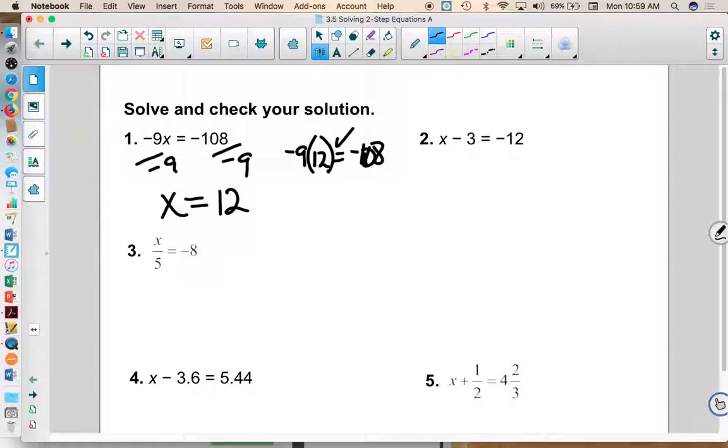Number 2, x minus 3 equals -12. What is the value of x, Zoe? Zoe says x equals -9. How'd you get there, Zoe? Plus 3 to both sides? Is she correct so far, kiddos? Is she correct? Yes. Yeah.